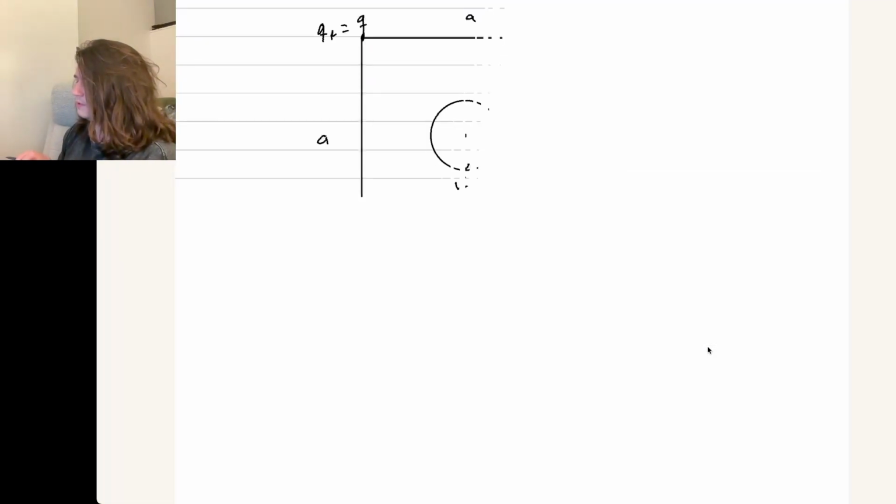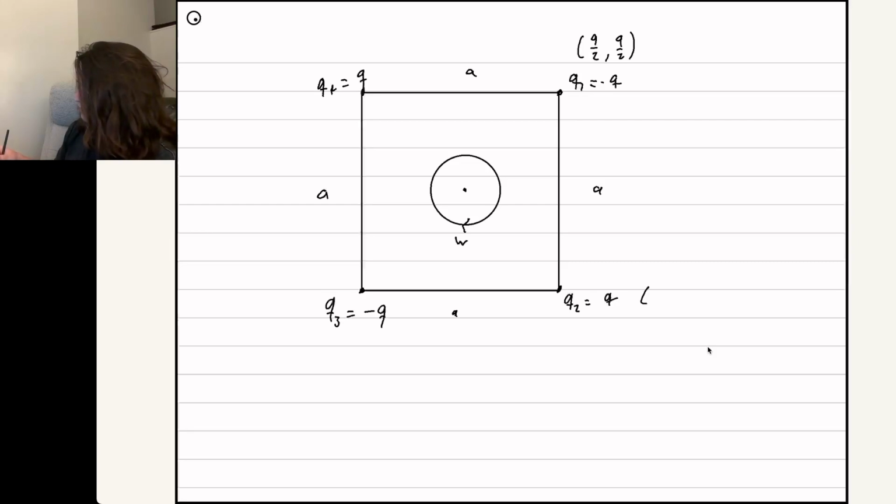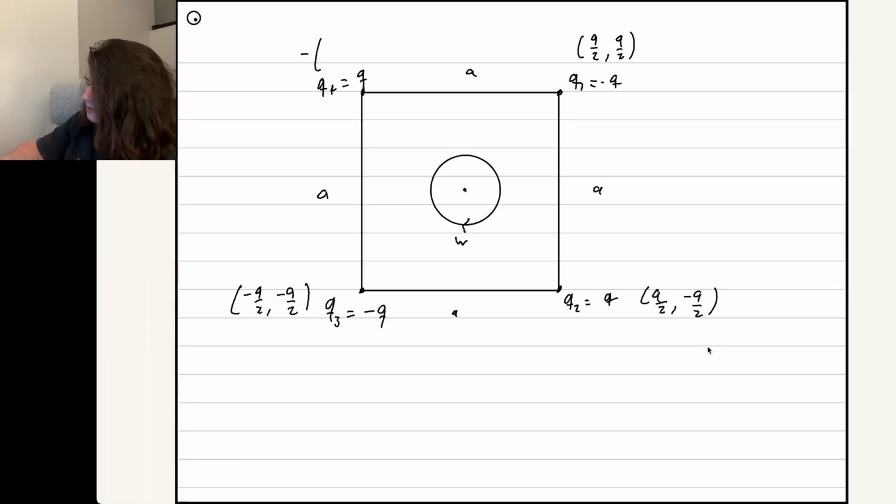So, treating the center of the square as the origin, you can say that the coordinates for all of these are combinations of just a over 2. So this is going to be a over 2 with minus a over 2. This is going to be minus on both of them. This is going to be minus plus a over 2, a over 2.